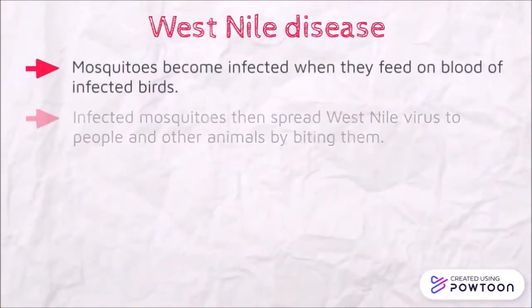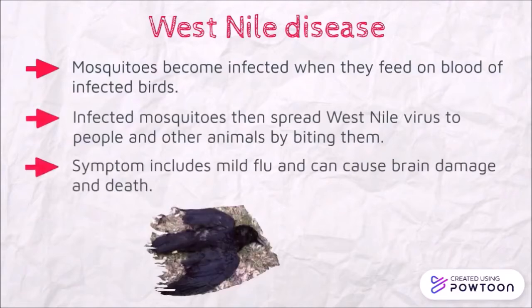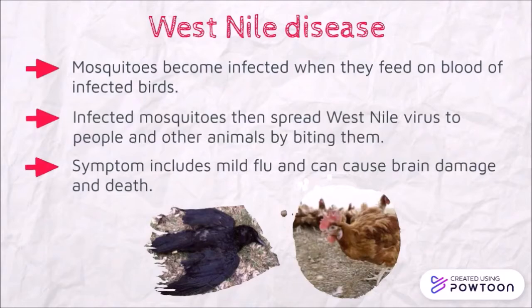Mosquitoes become infected when they feed on the blood of infected birds. The infected mosquitoes then spread West Nile virus to other people and other animals by biting them. Symptoms include a mild flu. However, this can cause brain damage and death.